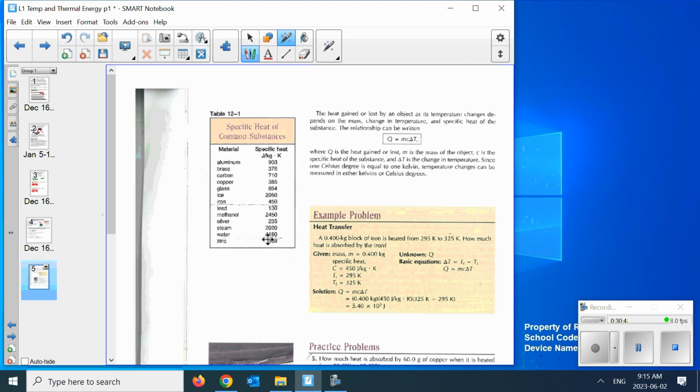Oh, way down. Now, this isn't in numerical order, but you notice that ice and water are in the thousands, steam is in the thousands, methanol is a liquid. You notice that the metals, aluminum 900, brass 376, copper 285, are a lot lower. And that's why when you touch them, they transfer energy differently than other substances. That's why you feel the temperature change quicker.